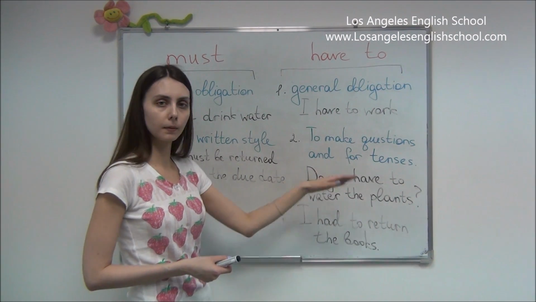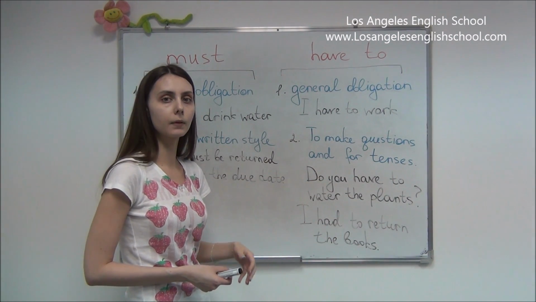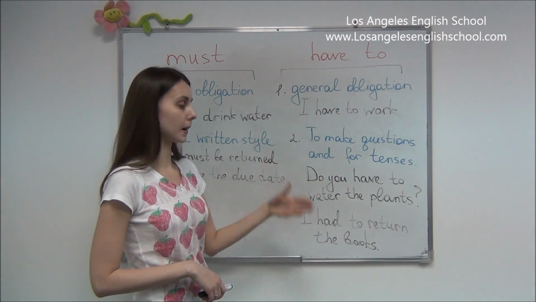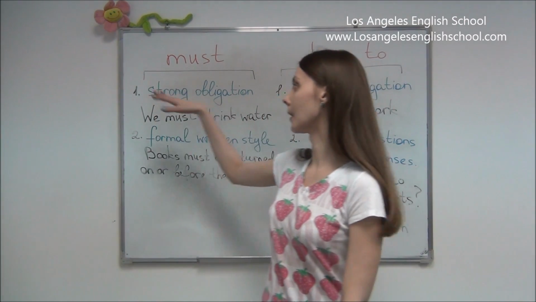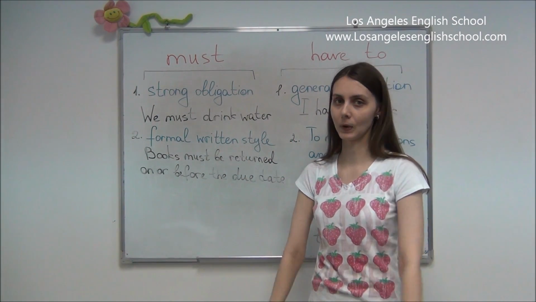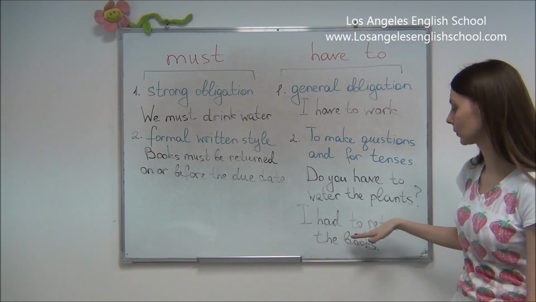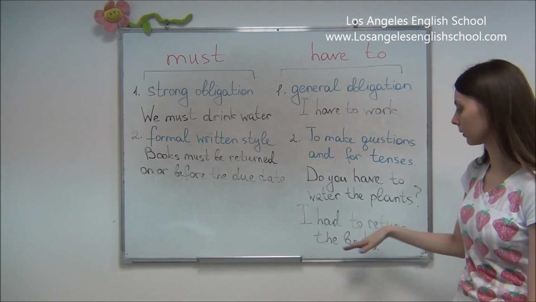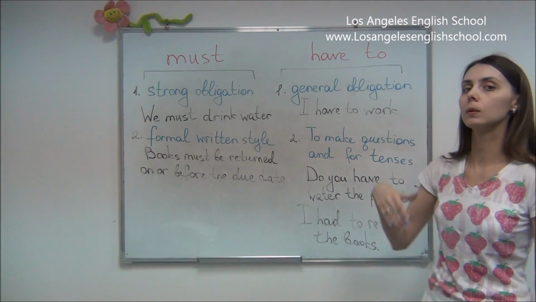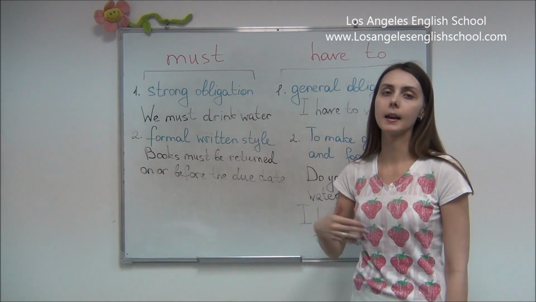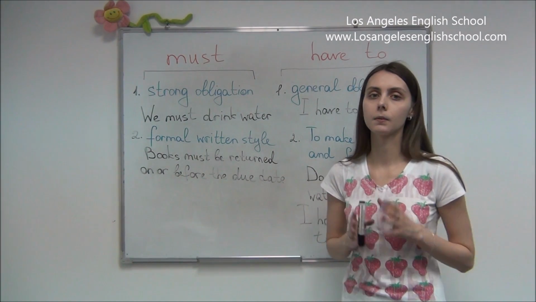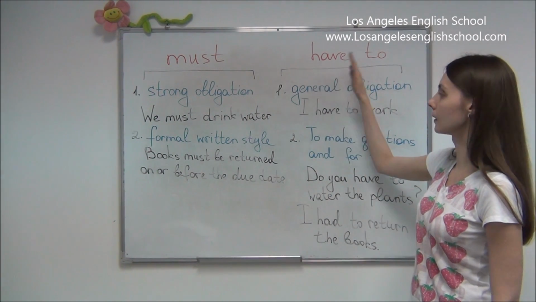Do you have to water the plants? Do you have to arrive at work at 8? And to make tenses, for example the past, you cannot say I musted come to work on time. No, you need to say I had to. For example, I had to return the books, or I had to come in time, or I will have to call him, or I have never had to do this before. So to form tenses, if it's not present, you must use have to.